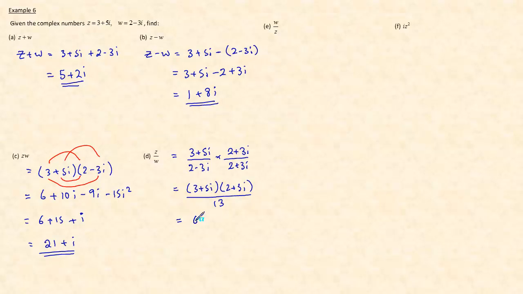Expanding the top, we get 6 plus 10i plus 9i plus 15i squared. Now 6 take away 15 is negative 9, so that's negative 9, add 19i over 13.